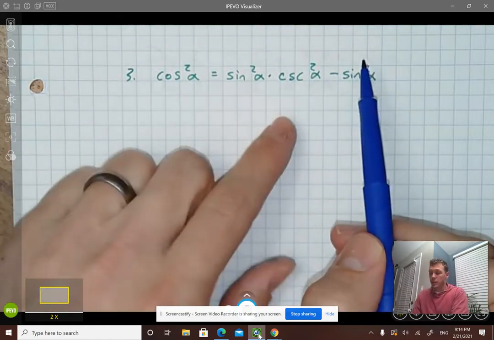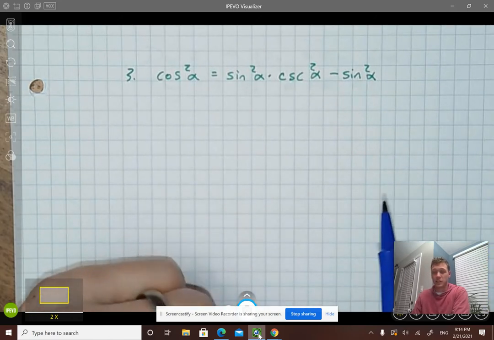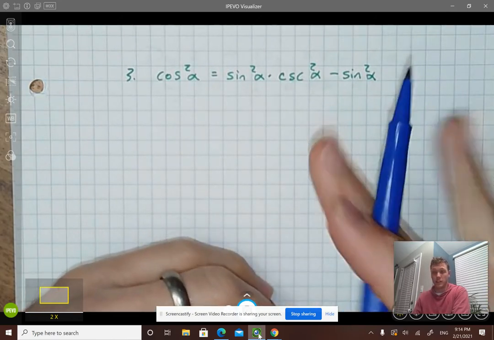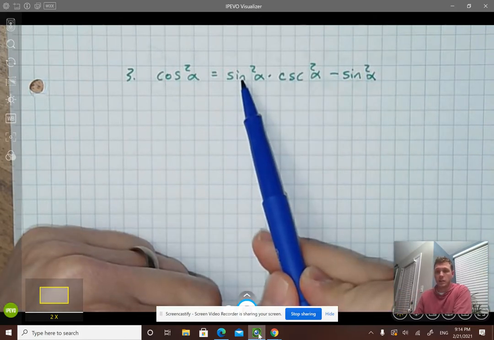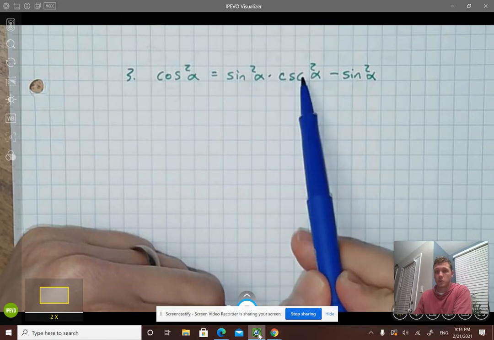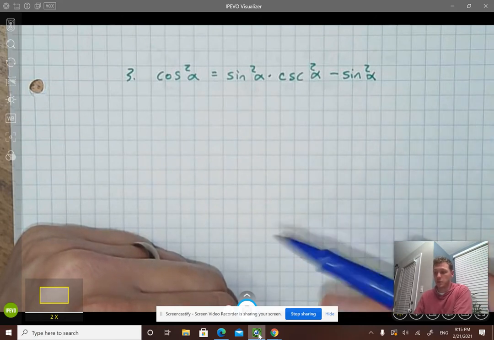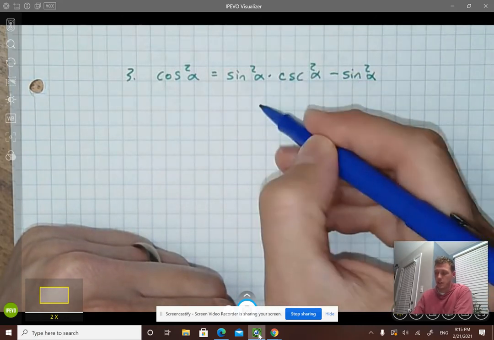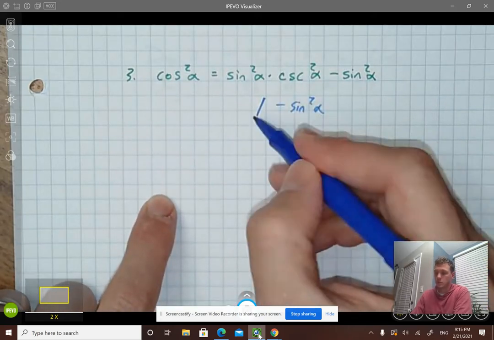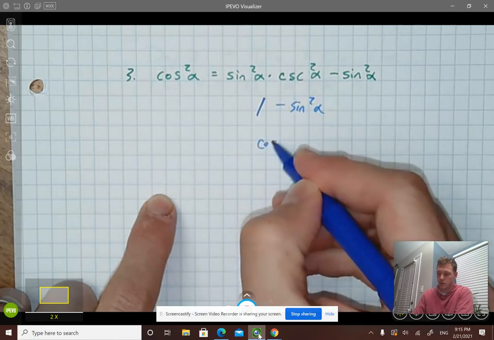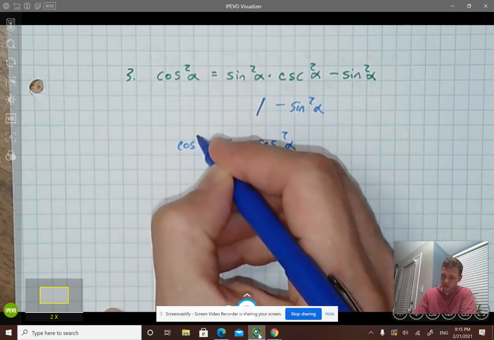We could do a couple things here. There's actually, I did this differently the first way. I'm going to show you one way because this way actually just popped out at me. We're multiplying a function by its reciprocal. So sine squared times cosecant squared. Anytime you multiply something by its reciprocal, it's equal to 1. So that right there just becomes 1 minus sine squared of alpha. Well, 1 minus sine squared of alpha is equal to cosine squared of alpha. Okay? And so that one was pretty easy.